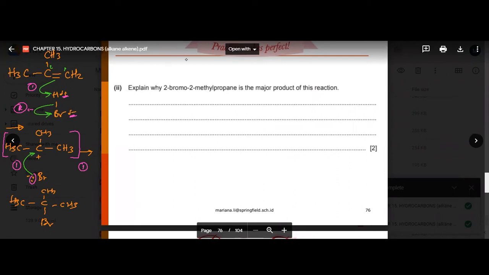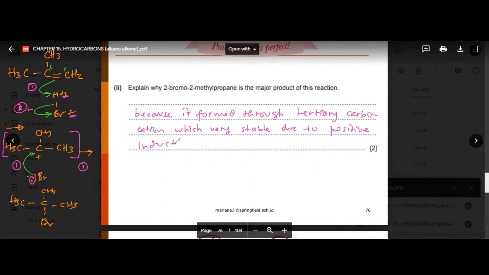This is how you answer this question. Because it is formed through a tertiary carbocation, right? It's very stable due to the positive inductive effect of 3 R groups.